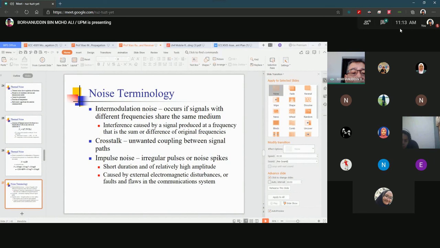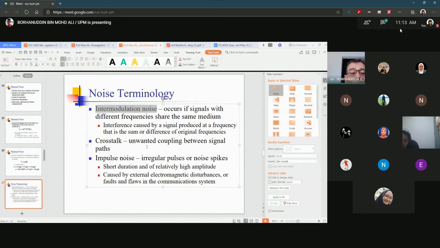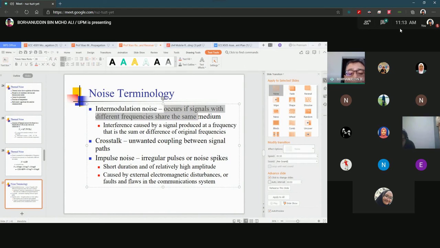The other noise, intermodulation noise, is something that depends on your design. It is not something that you cannot do anything about. It occurs if signals with different frequencies share the same medium, or when you do modulation between one signal and the other, they produce so-called sidebands. I don't know whether you did this in your earlier communications. When you modulate one signal with another of a higher frequency, there are many sidebands. So that sideband can interfere with another channel, and they can intermodulate. It means it modulates with another channel, in the adjacent channel.